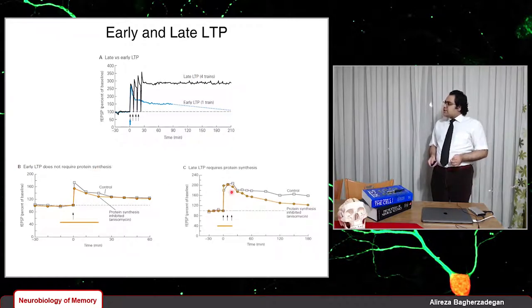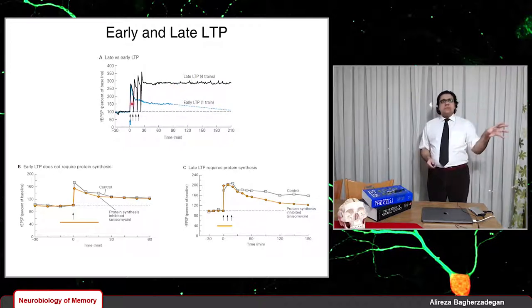But in this chart, you can see that when we try to induce late LTP by these three arrows, which represent three trains of tetanic stimulation, and we apply anisomycin, an inhibitor of protein synthesis, the potentiation caused in late LTP declines over time. So the maintenance and expression of late LTP requires protein synthesis. Well, it's clear, of course.